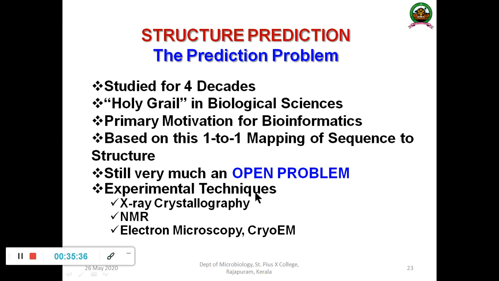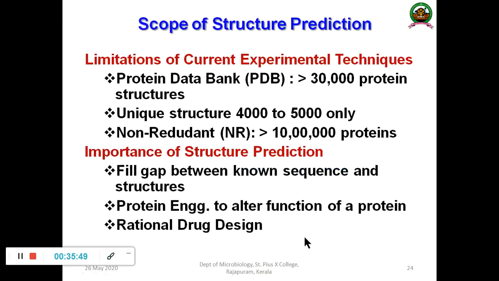Crystallizing the protein is very difficult. X-ray crystallography will not work for membrane proteins, and NMR is the best method for that. All those things require a lot of effort, and that is why the role of computational biology comes in. And not only that, there are still a lot of limitations.